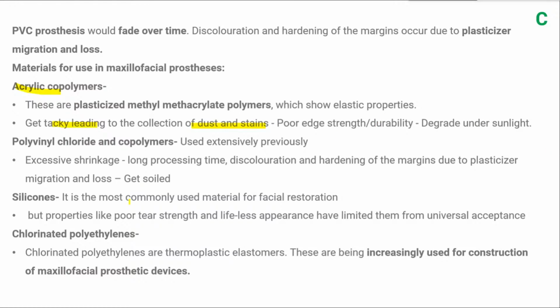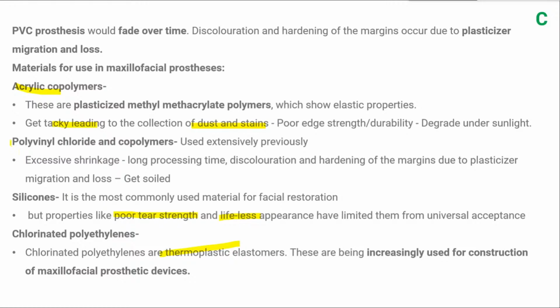When it comes to silicones, they are most commonly used for maxillofacial reconstruction, but they have poor tear strength and a little lifeless appearance. So the application is a little limited. Okay. And chlorinated polyethylene are thermoplastic elastomers. They are the in thing now for maxillofacial prosthesis construction. So they are being taken up in a very big way for maxillofacial prosthesis construction.